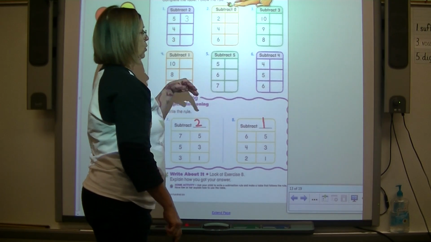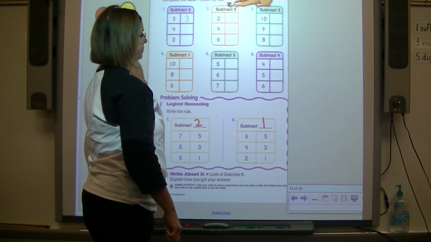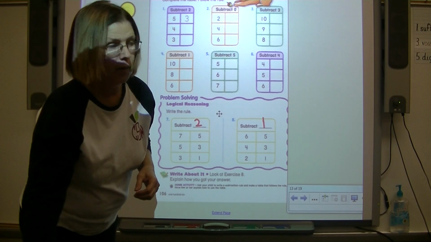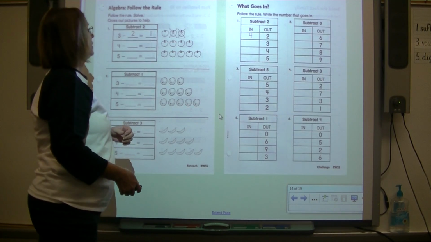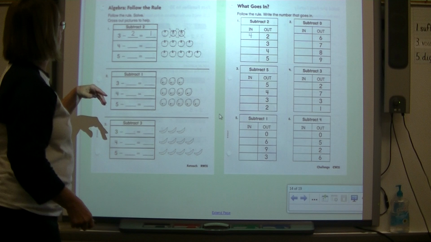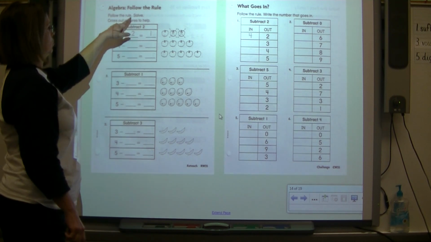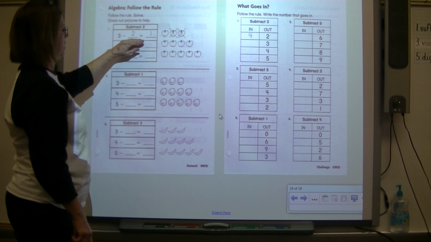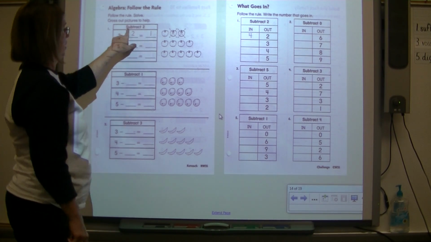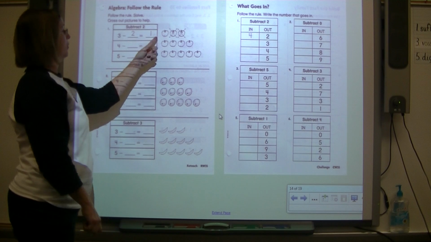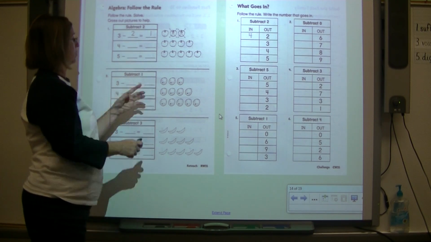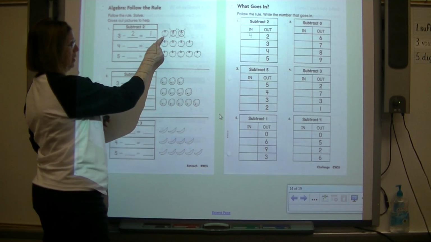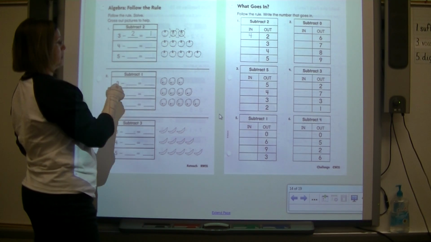Up here it tells you the rule. You just work it out. Okay. Now, independent practice. Over here, it says follow the rule. Solve the problem. Cross out the pictures to help. 3 minus how many equals 1? Well, it tells you. The rule is 2. You've got 3. Take away 2. So we put 2 here. We mark out 2 here. And then we count what's left. 1. Okay, let's do the next one.